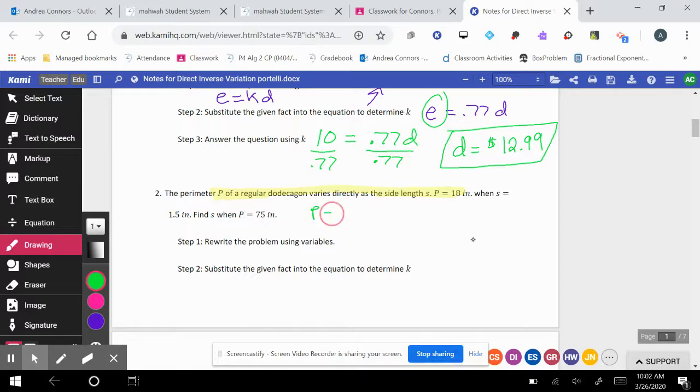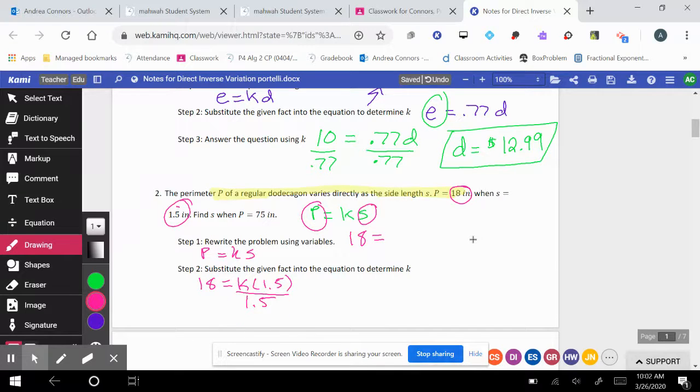So P equals K times S, because the perimeter varies directly as a side length S. Now we plug in using the new equation. So we're going to plug in P for 18. So I should rewrite this. This is for this problem. And then we're going to plug in P for 18. 18 equals K times 1.5, because that is what you're plugging in for S, 1.5.